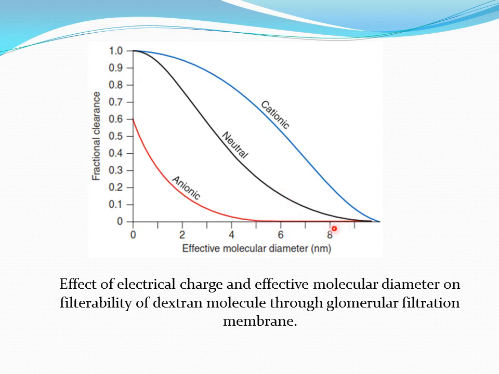Here, between 4 and 8 nanometer, all the cationic particles can be easily filtered. The neutral particles, though they will be filtered, are comparatively less permeable than the cationics. And you can see that anionic particles above 4 nanometer size are not going to be filtered.